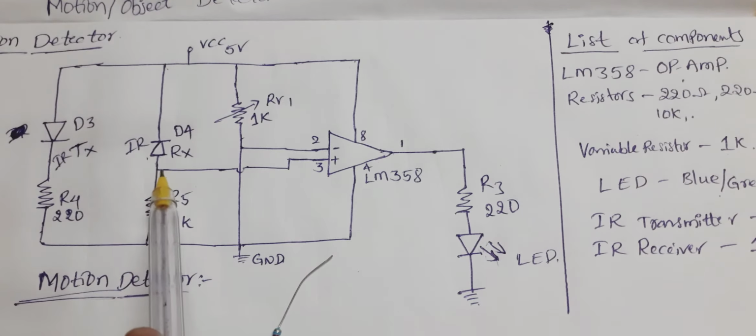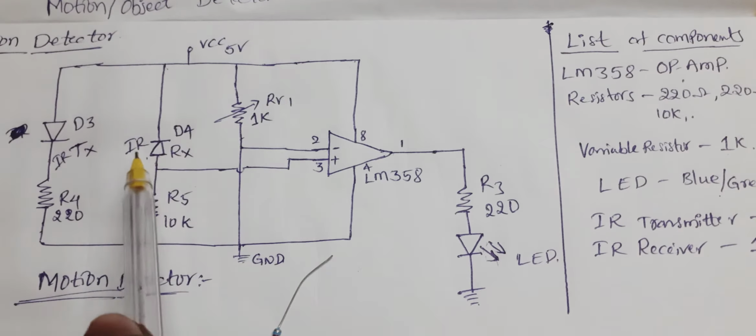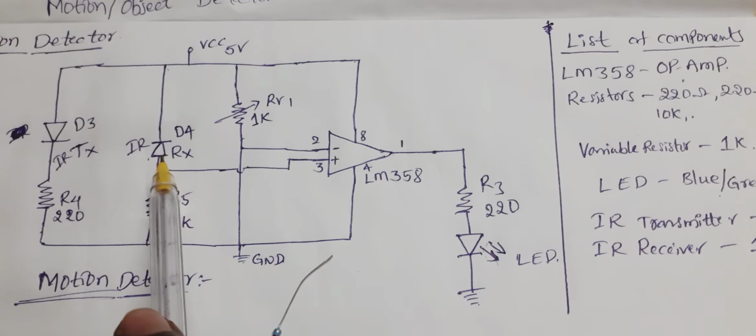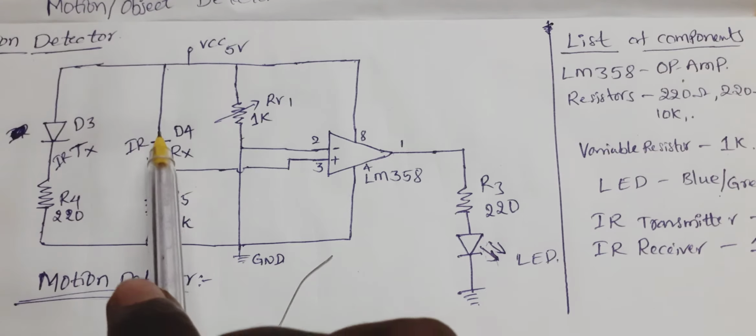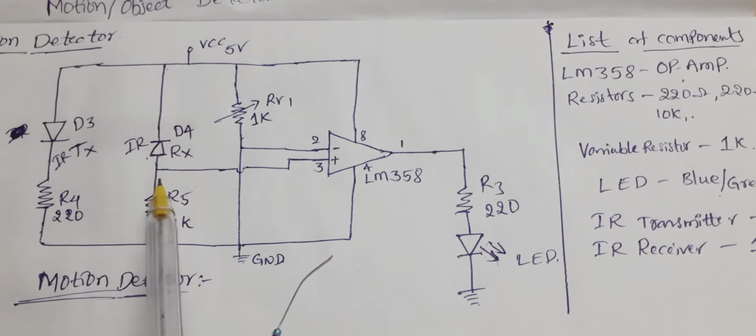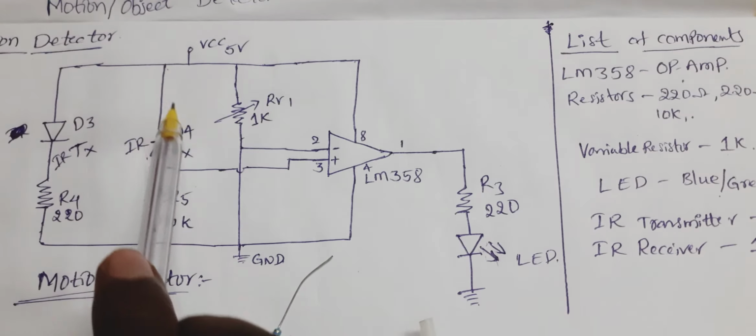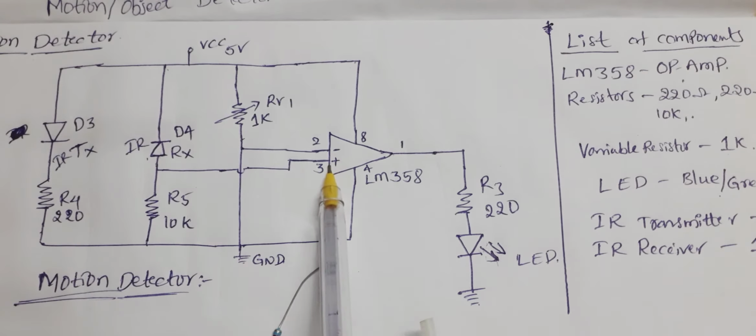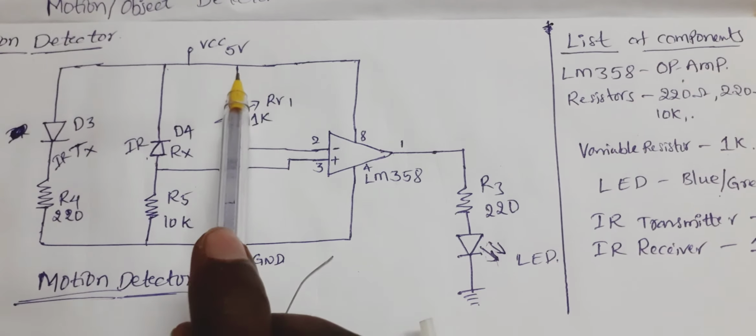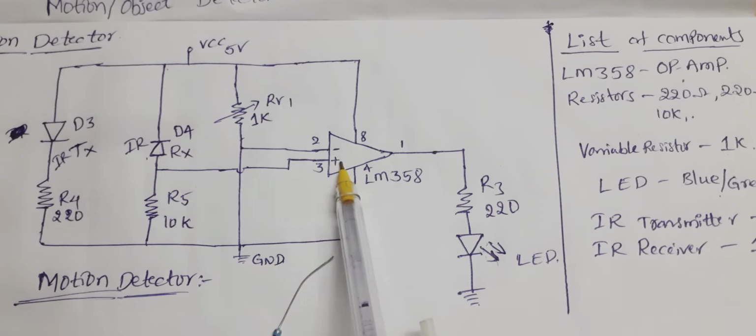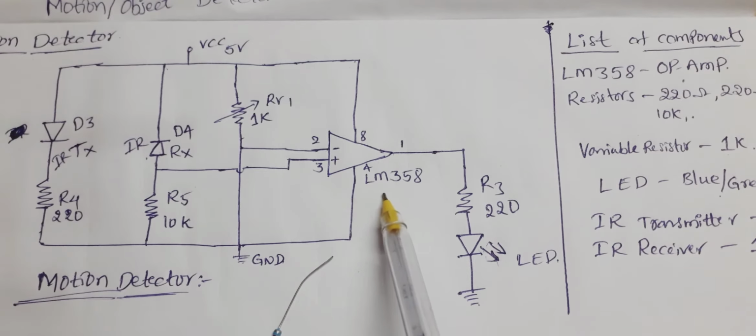So due to reflection and reception of the IR waves, this receiver will receive the IR waves and change its resistance to the comparator. So at that time, this VCC will flow to pin 3, and this is pin 2 of the LM358. So how does it work with the comparator?